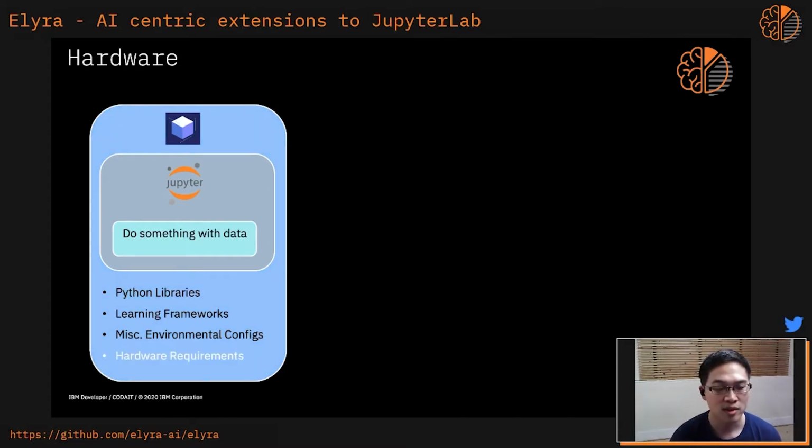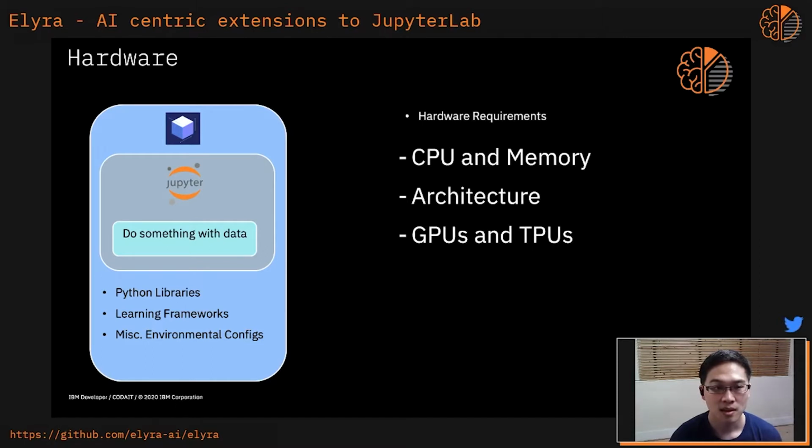Now, there was one thing I didn't talk about in previous slides, which was the hardware requirements here. Like many deep learning workloads, you typically want to have more CPU and memory. You might be running with different architectures and, of course, ubiquitous GPUs and deep learning accelerators. These vary from workload to workload.